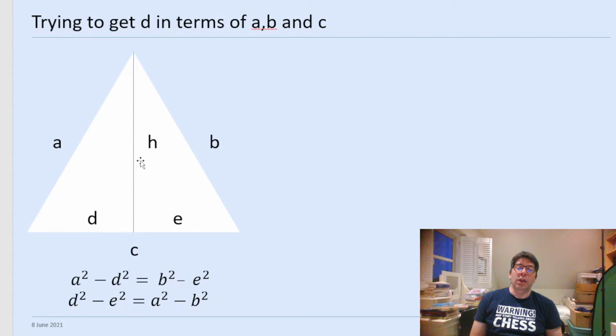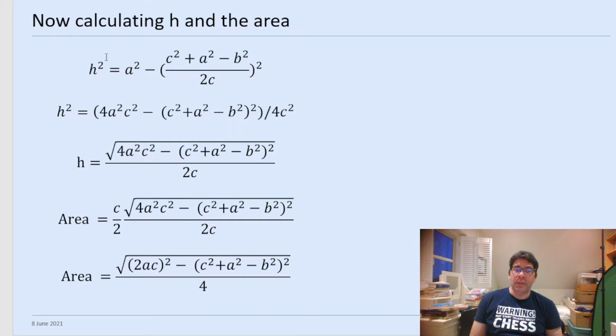Next step, we're going to express h in terms of a, b and c. This is not too difficult, because h squared plus d squared equals a squared. So if we've got d, then h is the next step. H squared equals a squared minus d squared. Again, we're going to stick it over a common denominator, which is 4c squared. So h squared is 4a squared c squared minus this stuff all over 4c squared.